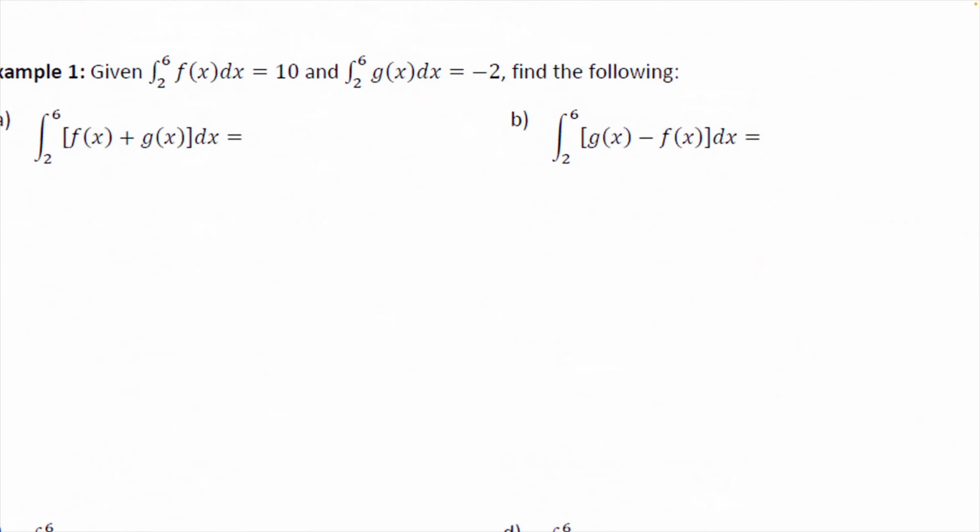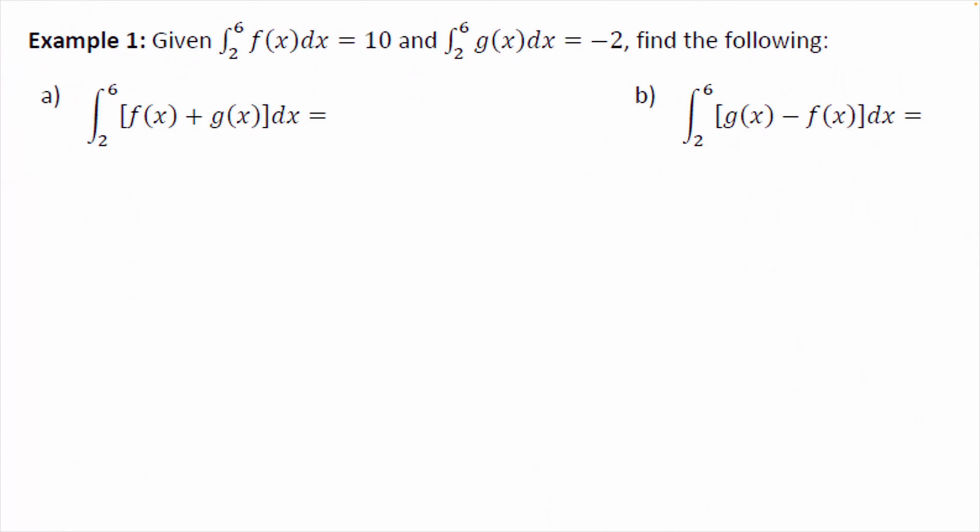So given the area from 2 to 6 for f of x is 10. So they've given us the area. They said the area is already 10. Okay? And then the area for g of x for the same interval is -2. Okay, so find the following.